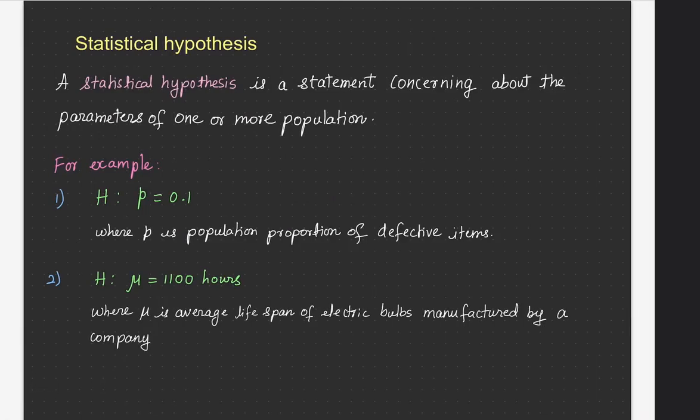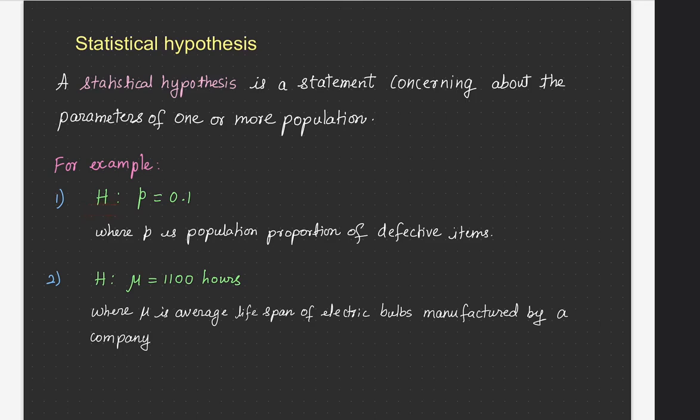A statistical hypothesis is a statement concerning the parameters of one or more populations. For example, if P is a population proportion of defective items and the company claimed that P is equal to 0.1, now this is a statement made by the company and this is a hypothesis. We call this a statistical hypothesis and denote it by H.